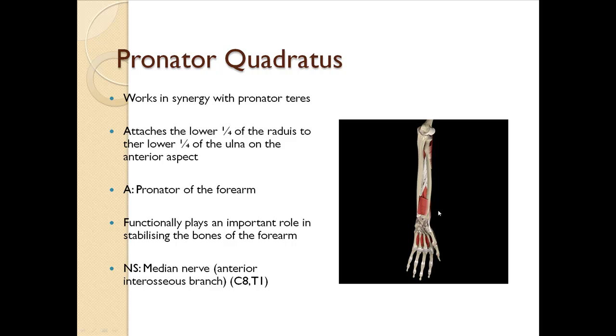It's a square muscle, very thin, it's not particularly strong. Its function is probably most important as a stabilizer of the forearm bones rather than an actual pronator. Again, its nerve supply is via the anterior interosseous branch of the median nerve, C8 and T1.